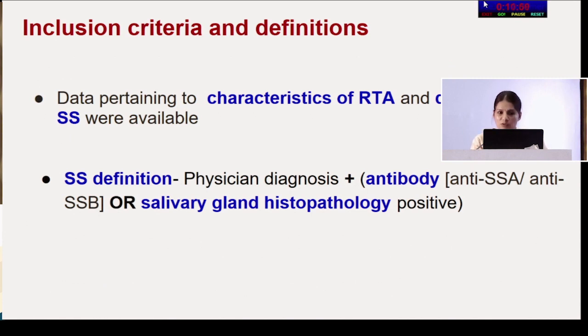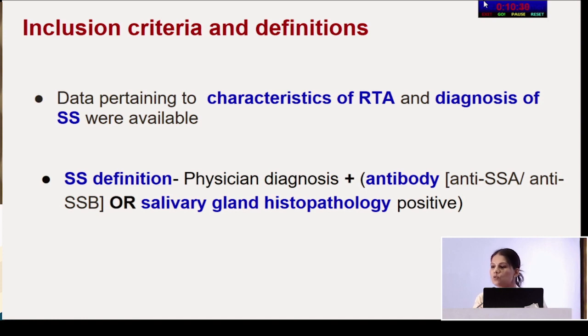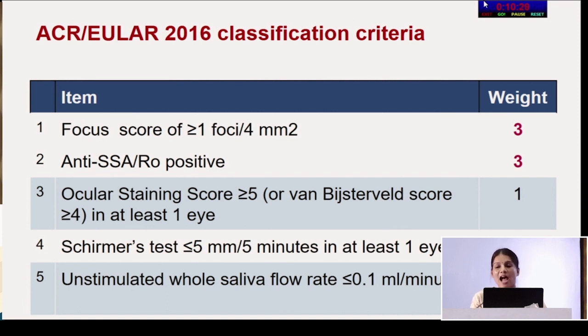Now, coming to the inclusion criteria and definitions that were used. A case report was included only if data pertaining to the characteristics of renal tubular acidosis and the diagnosis of Sjogren's syndrome were available. For diagnosis of Sjogren's syndrome, as Professor Hal mentioned, the gold standard is physician diagnosis. So, the physician diagnosis of Sjogren's syndrome was accepted if this was supported by either the presence of a positive antibody or histopathological positivity. Now, I also looked at how many of these patients fulfilled the ACR-EULAR 2016 classification criteria.